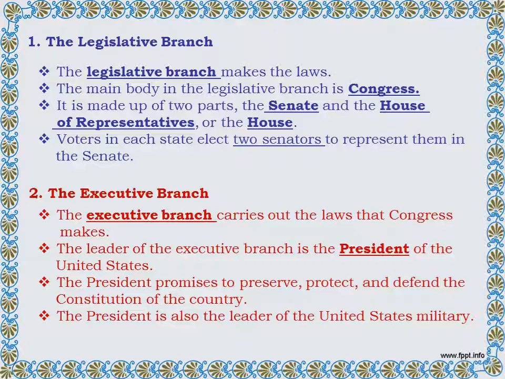Upon taking office, grade 4, the President promises to preserve, protect, and defend the Constitution of the United States. And even the President must obey what the Constitution says. The President has one of the most important and difficult jobs in the world. The President deals with other countries, and the President is also the leader of the United States military.